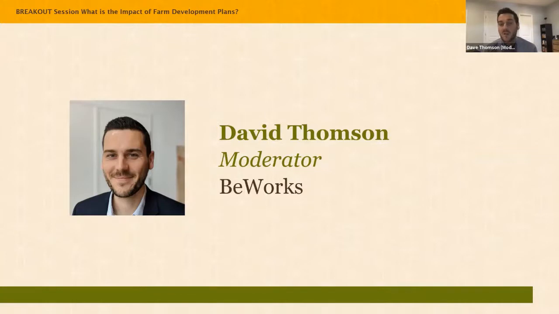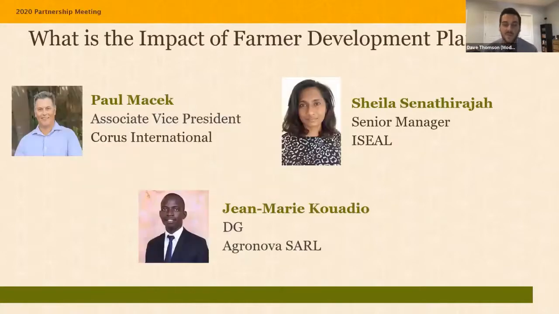adoption amongst cocoa farmers. Paul Masick is the Associate Vice President at Chorus International. He'll discuss the role and potential of FDPs in Latin America and the emergence of living income. Next, we'll be hearing from Sheila, who is a senior manager at iSeal Alliance, and who will talk about the role FDPs can play in helping farmers generate a living income, and among other things, suggest how living income could or should be used as a performance metric by which to judge the efficacy of farmer development plans.